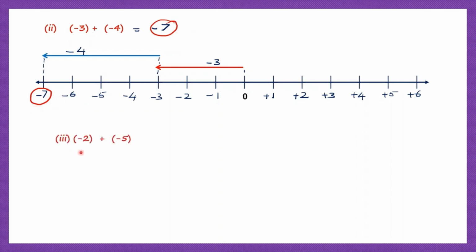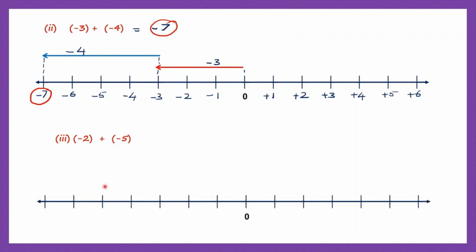Next one, minus 2 plus minus 5. Again, we have two negative integers. So let's draw the number line. We have 0. Let's write all the numbers. So now that we have all our numbers, let's proceed. We're starting with minus 2. From 0, we're going to go up to minus 2. That's the first step that we're going to do. Okay, since minus 2 is on the left, our arrowhead is pointing to the left. So that's minus 2.